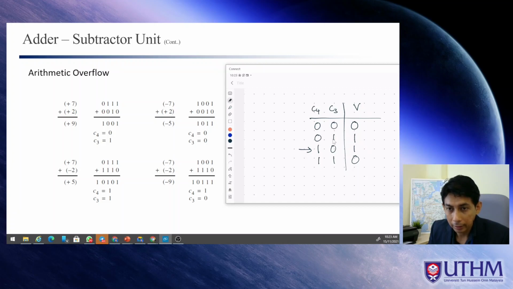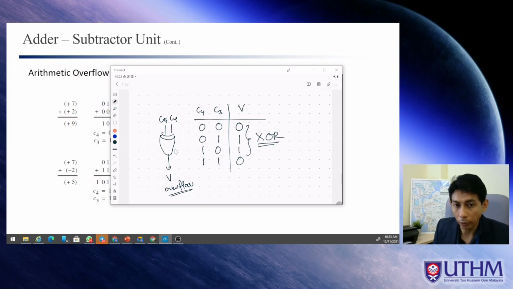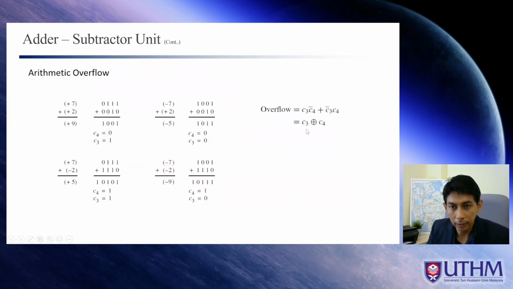Now we have this, meaning that we can actually detect the overflow using the XOR gate, because this is XOR behavior. C4, C3, and we have V, or overflow. So creating the hardware to detect overflow is easy. We can use an XOR gate, right? So this is XOR.